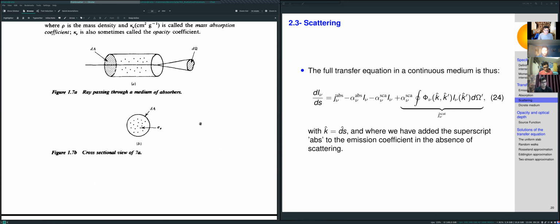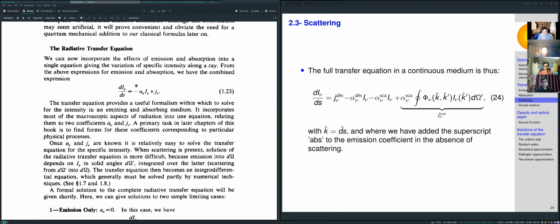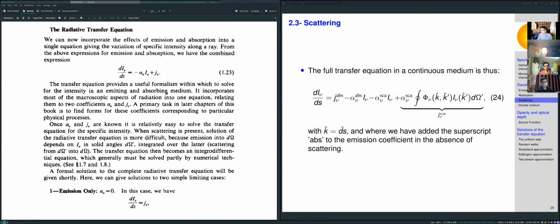So that's a nice drawing where we see the ray traveling from left to right in figure 1.7A. This is what the ray would see of the medium it is traveling through, and there are obstacles that can absorb the photons traveling in that direction. So in the end, when we have both processes of emission and absorption, the radiative transfer equation is cast into this form. Do you have any questions so far on this topic? No? Okay.